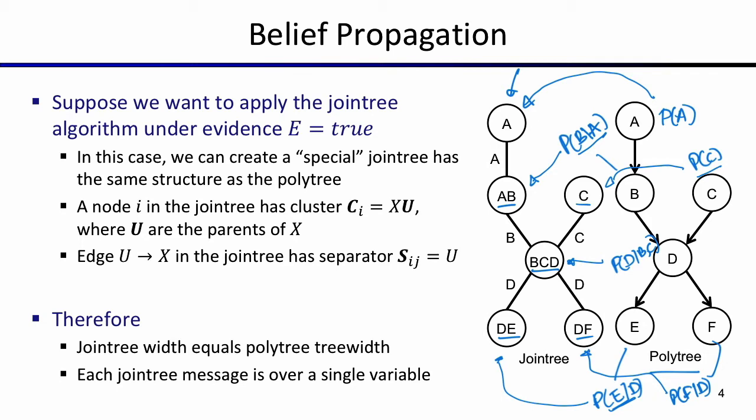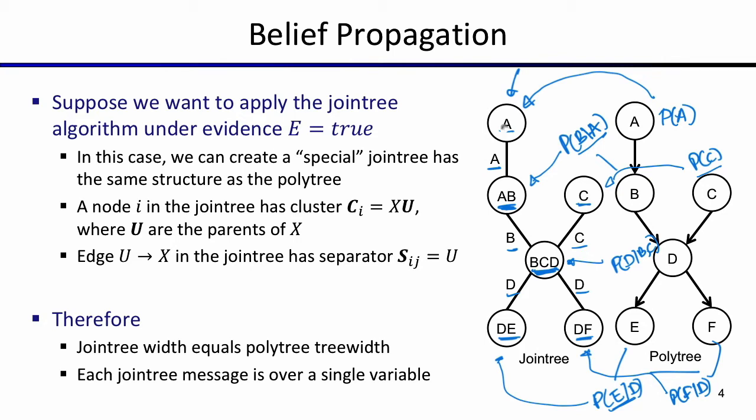In order to compute the separators, what we do is check for the intersections between pairs of clusters that are connected with an edge. Here we have A and AB, so this separator is going to be A. Here we have AB and BCD, so this separator is going to be B. Here we have C and BCD, again the separator is going to be C. For DE and BCD, the separator is going to be D, and for DF and BCD, the separator is going to be D. So we can easily see a pattern here, right?